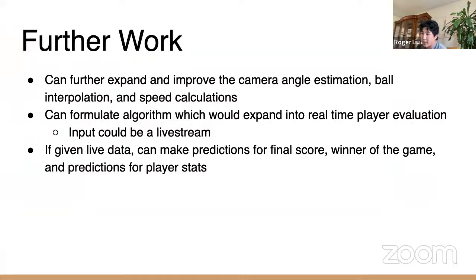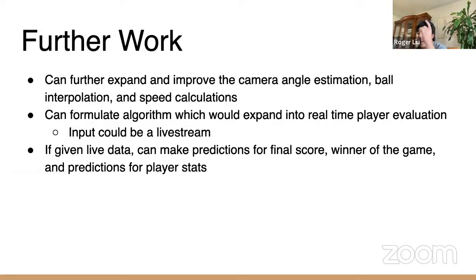Further work on this project could be a better way to estimate the camera angle and the shift. The way I did it, I feel, was very crude. And the same goes for the ball interpolation. As you can see in the videos, sometimes the ball jumps a little bit forward. That's because of the way I implemented it: if it's the first one, you just take the ones on the outsides and interpolate in. That can definitely be improved upon.